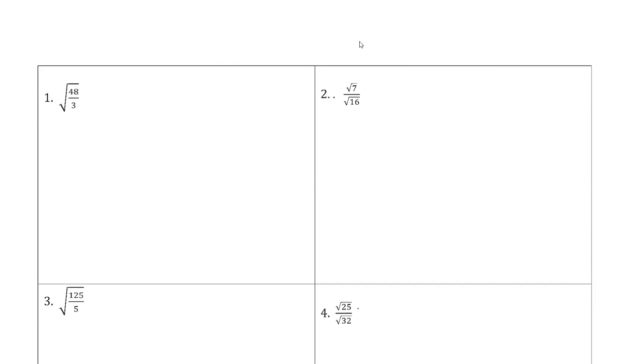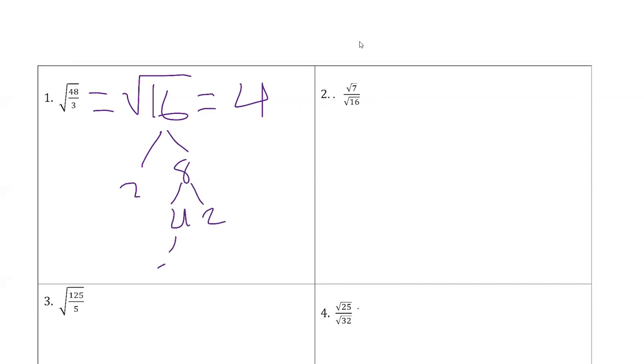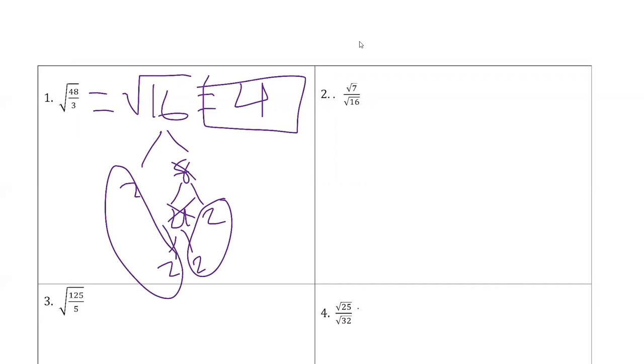Since that's a whole number, we could rewrite this: the square root of 48 over 3 is really the square root of 16. I don't know if you recognize this, but the square root of 16 is a perfect square. That is just 4. But if you didn't recognize that, you could always do your factor tree. You would get two pairs of 2, or 2 times 2 is 4. But if you recognize that, you didn't have to do that. Our answer would just be 4.